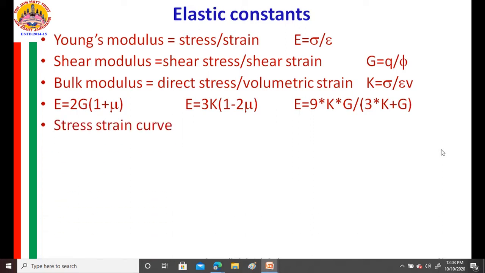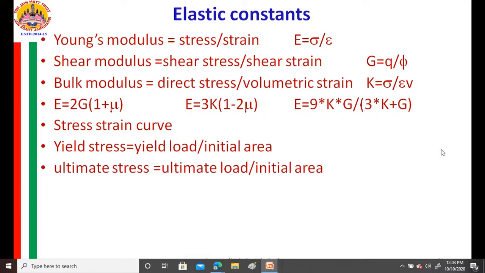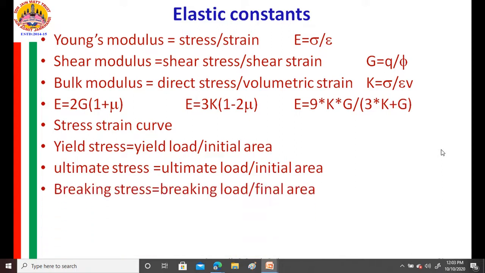We have studied the stress strain curve. In that stress strain curve, how are we calculating the yield stress? It is yield load divided by initial area. How are we calculating the ultimate stress? Ultimate load divided by initial area. Yes, breaking load: when you are calculating breaking stress, that time only you are using the final area. For all the stresses, you are using the initial area. That is to be remembered.